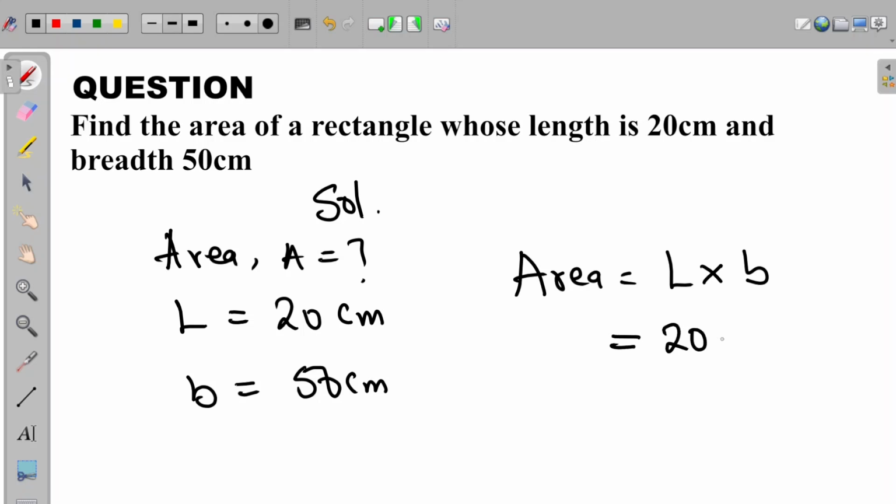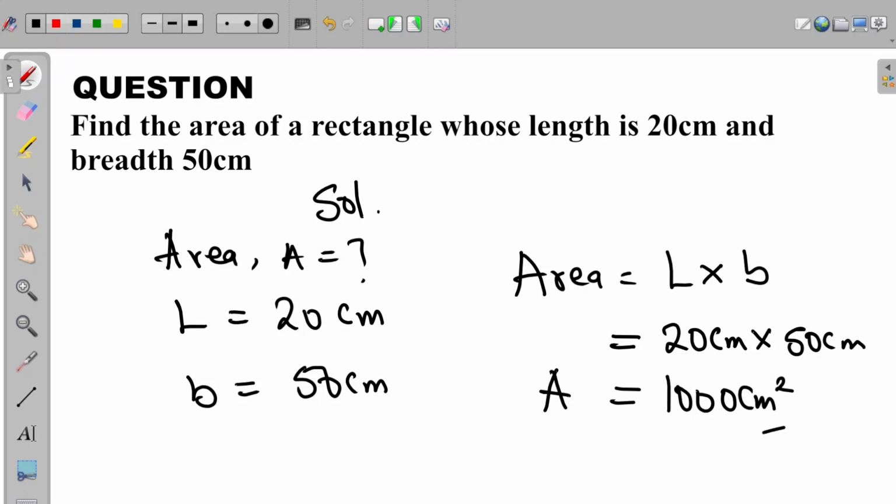Recall that area is equal to length times breadth, and at this point our length is given as 20 cm times, and our breadth is given as 50 cm. So this can be given as 20 times 50 is 1000. So the area of the rectangle is given as 1000 cm squared.